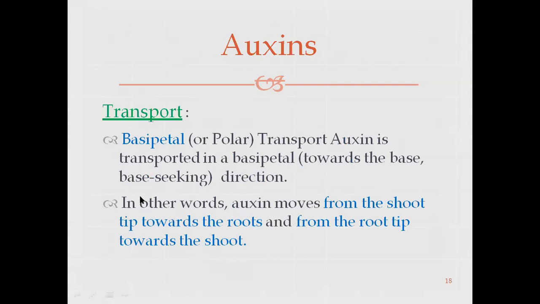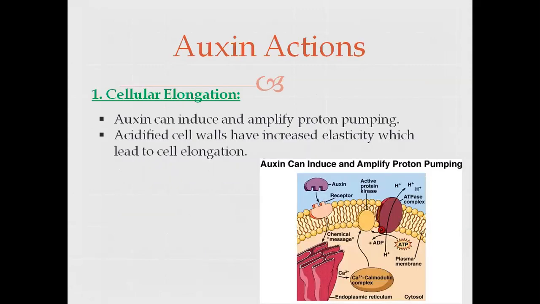Now, in the transport, basipetal or polar transport, auxin is transported in a basipetal, base-seeking direction. Toward the base, it is transported from upper to lower. In other words, auxin moves from the shoot tip towards the root, from the upper portion to the lower portion, and from the root tip towards the shoot, from the root tip to the upper portion. In both directions, auxin can move. Now I'm coming to the function. First is cellular elongation, the role of auxin in cellular elongation.